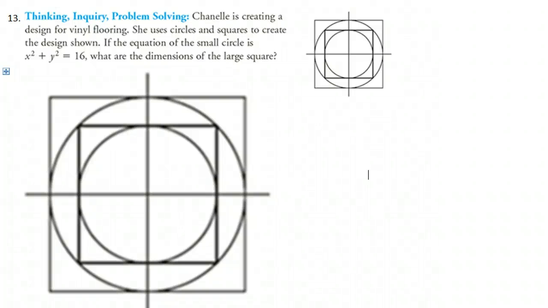Hello, in this video we're going to work through number 13. Chanel is creating a design for vinyl flooring. She uses circles and squares to create the design shown. The equation of the small circle is x squared plus y squared equals 16. What are the dimensions of the larger square?